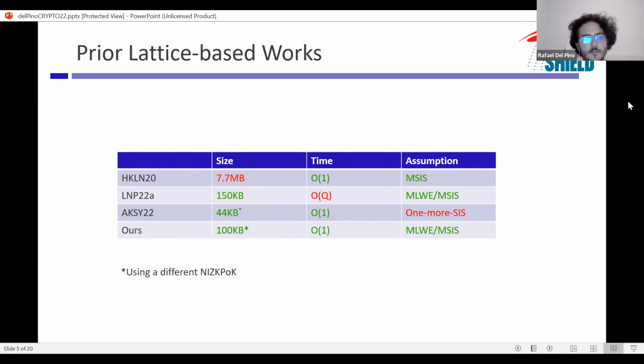But as a matter of fact, they use a non-interactive zero-knowledge proof of knowledge that was published after we submitted. And we are quite certain that we can use the same NIZK to obtain an improvement of up to a factor 2. So we could also potentially go down to 50 kilobytes.